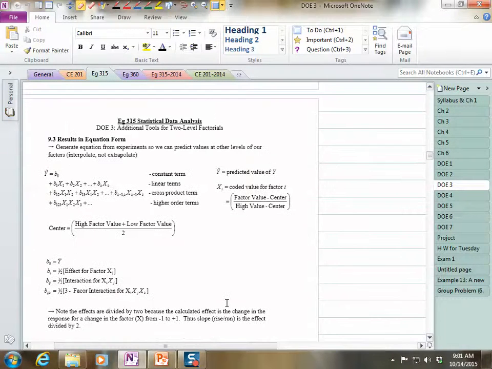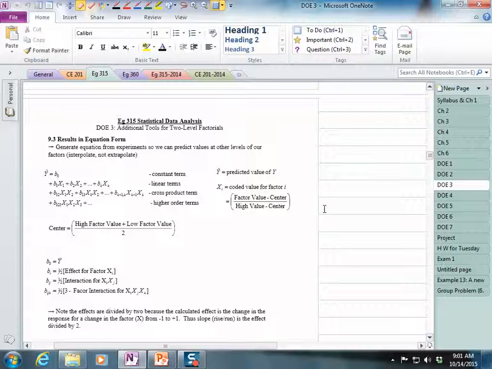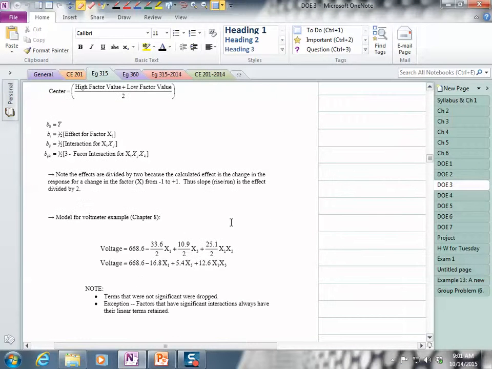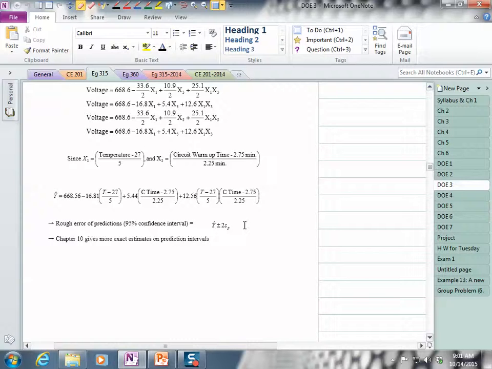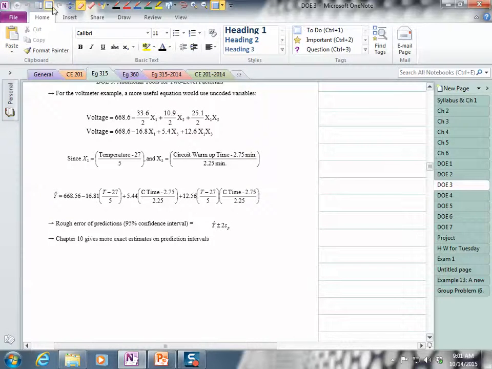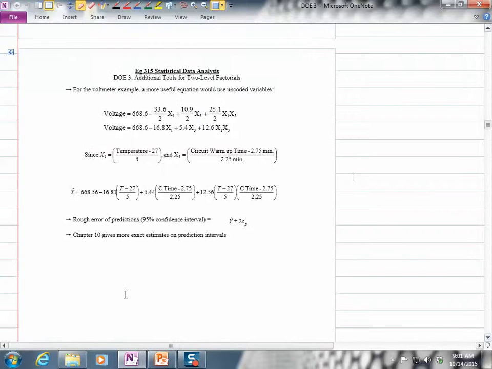The next part of this section of the notes is stuff we really already have learned. I have moved it up previously. So we know how to take our significant effects and build our model. So you've seen all of this before. The part that's new is right here.